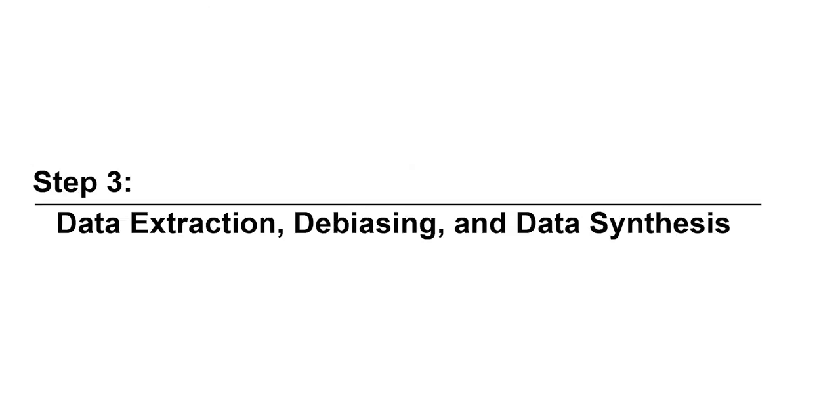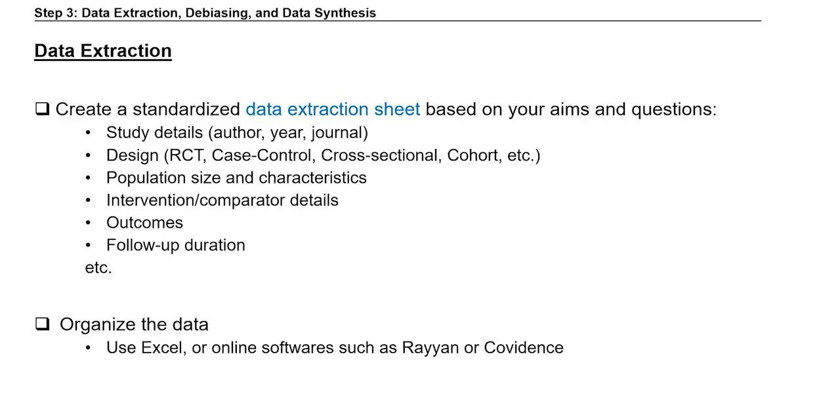Step 3: data extraction, debiasing, and data synthesis. For data extraction, the first point that I wanted to talk about here was the need to create a standardized data extraction sheet based on your aims and questions. In this sheet, you should include the author. Usually people include the first author's name, the year of publication, and the journal.